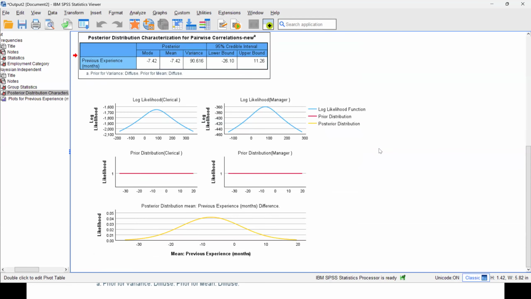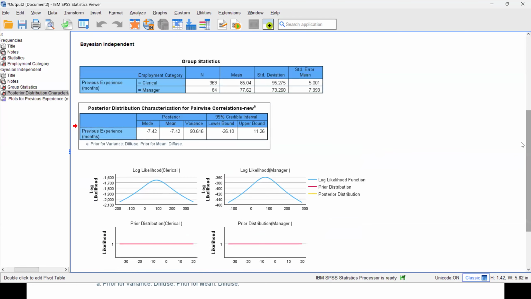Now below that you can see some little charts here, and I'm just going to point out what these charts refer to. This chart here is for the clerical workers, and it says log likelihood. Remember, log likelihood means data, because I was talking about the log likelihood here, so it's referring to the data. And you can see here that this peaks around about 85. So it's like it's drawing a histogram saying 85 is the value we're seeing. It's got 363 cases here.